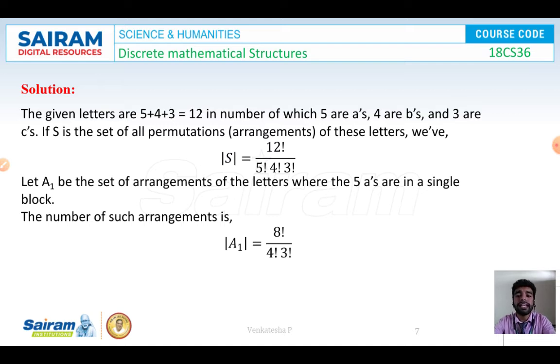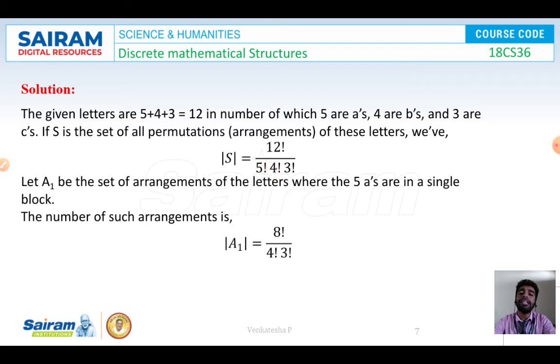So if S is a set of all permutations of these letters, I mean 5 A's, 4 B's and 3 C's, we will be having the order of S equal to 12 factorial by 5 factorial, 4 factorial, 3 factorial. It means that out of 12, we will be having 5 A's, 4 B's and 3 C's.